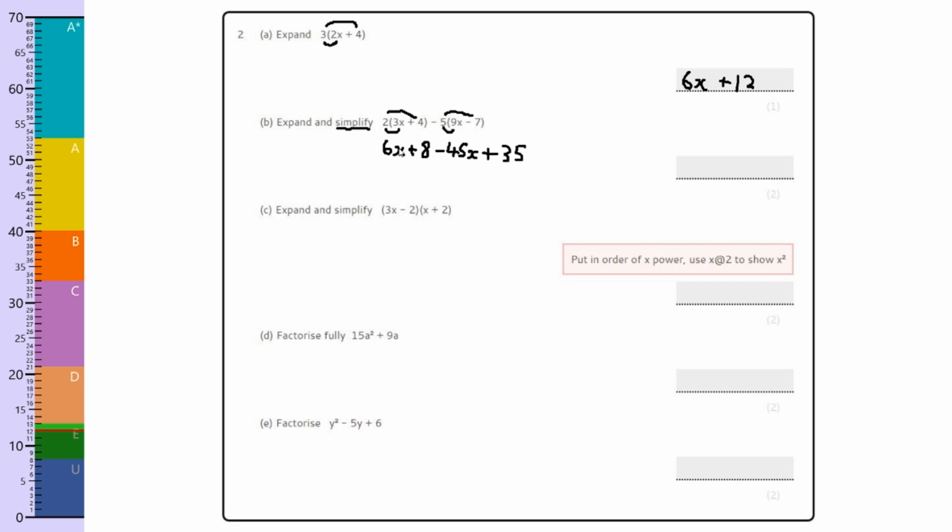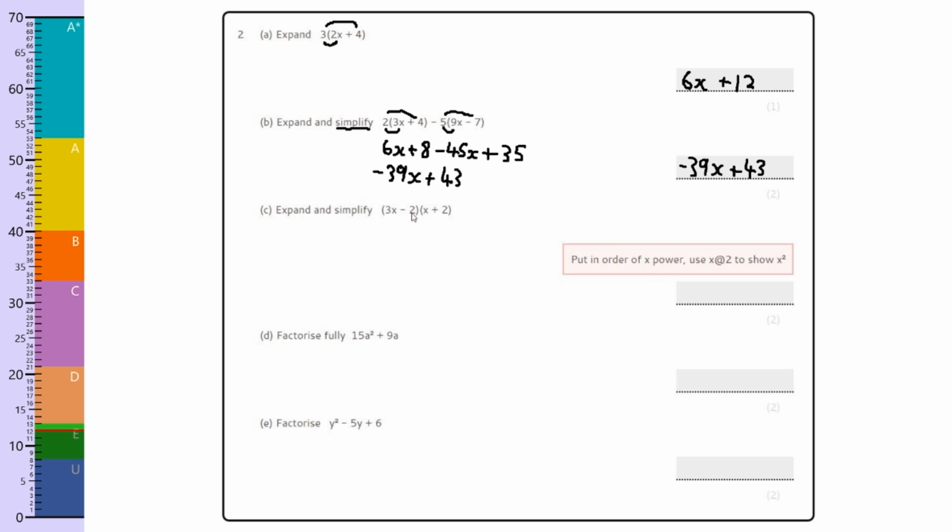So 6x take away 45x. I mean, it might be easier to do minus 45x plus 6x, which is going to be a negative. It's going to be negative 39x. Okay, we're just using the number line for that. And then 8 plus 35 is going to be plus 43. Now, you could write this as 43 take away 39x. Again, I like to put the x's first, and it's how the answer will look in the exam paper, in the mark scheme. So it's probably better to match what the mark scheme will look like. That's 2 marks for that.